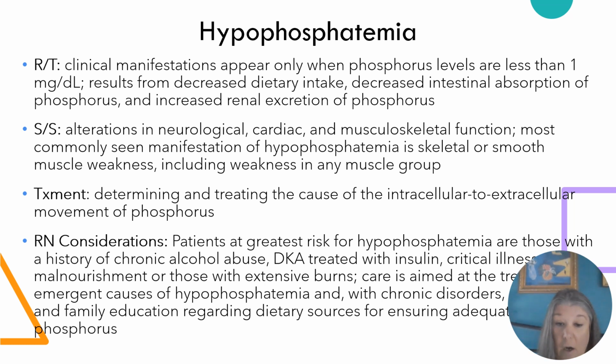Our RN considerations, we're going to think about our chronic alcohol abuse people, our diabetic ketoacidosis people. They're going to be treated with insulin. Our DKA people who were treated with insulin are at risk for hypophosphatemia. Critical illness because of malnourishment, excessive burns. What we're going to do is treat the underlying causes and replace the other electrolytes.